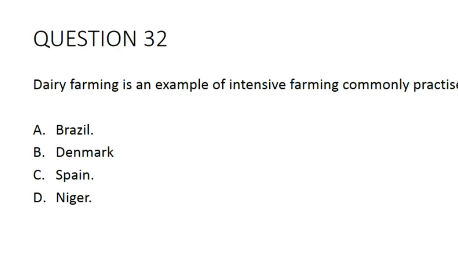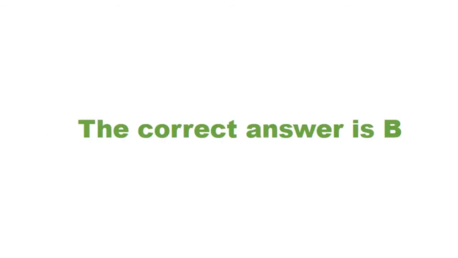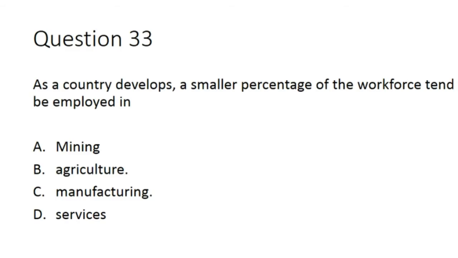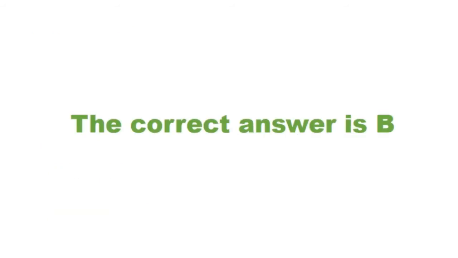32. Dairy farming is an example of extensive farming commonly practiced in A. Brazil, B. Denmark, C. Spain, D. Niger. Dairy farming is practiced in Denmark. So the correct option is option B. 33. As a country develops, a smaller percentage of the workforce tends to be employed in A. Mining, B. Agriculture, C. Manufacturing, D. Services. The correct option is option B.